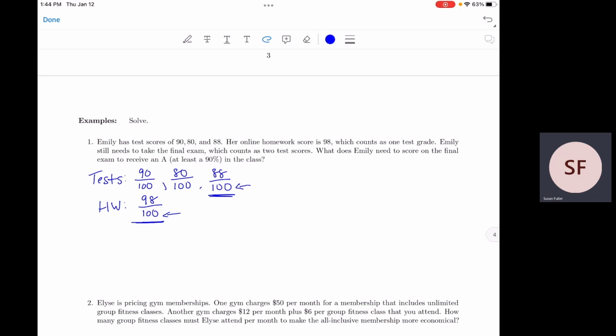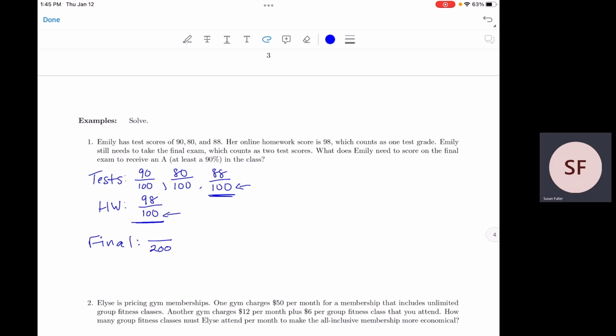So we're good there. And then she still needs to take the final exam. She hasn't taken that yet. So I'm just going to make a note that there's going to be a final, and it counts as 2 test scores. Each of our tests counted out of 100, so our final exam is going to be 2 test scores. So I'm going to go ahead and say the final exam is going to be out of 200. But she hasn't taken that yet.